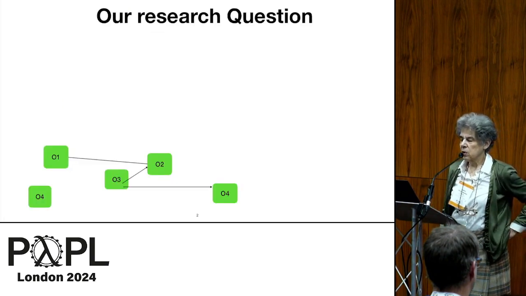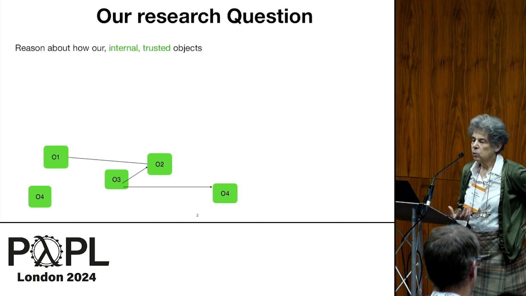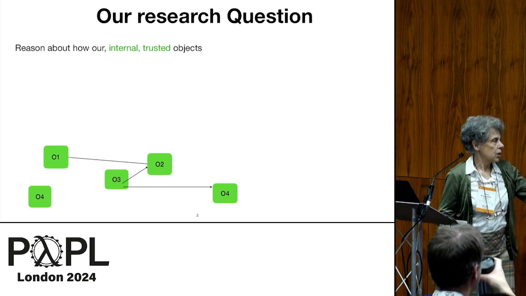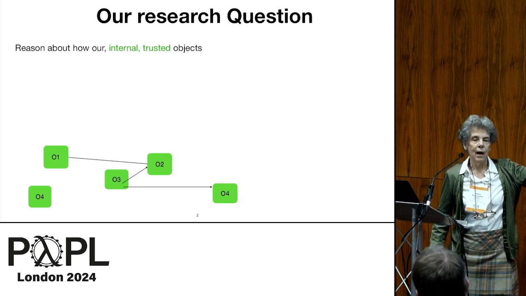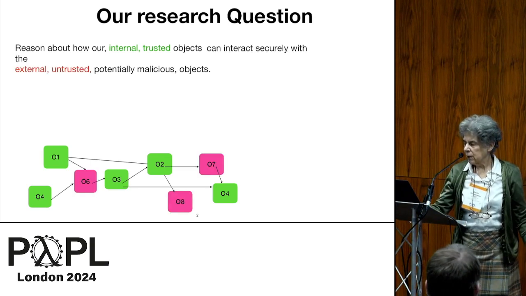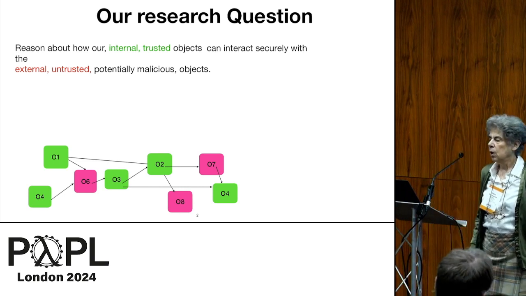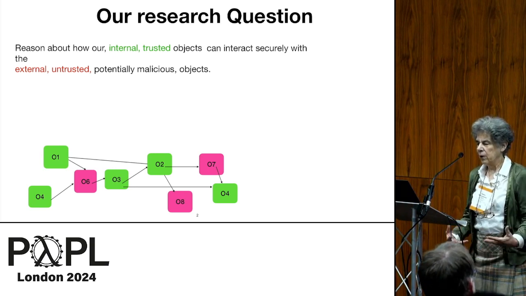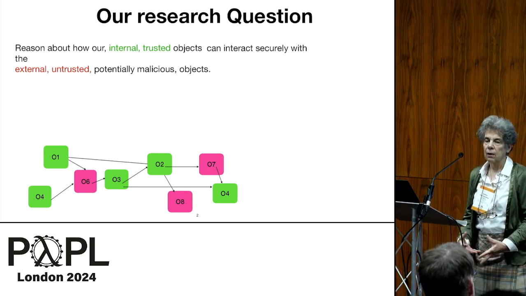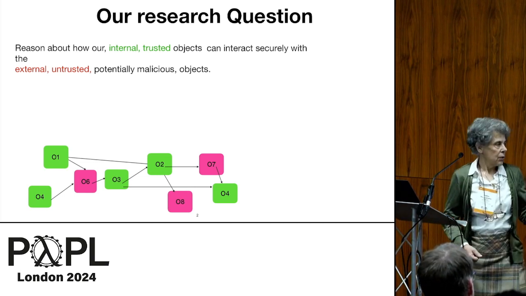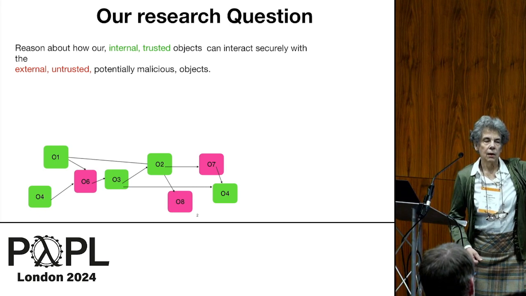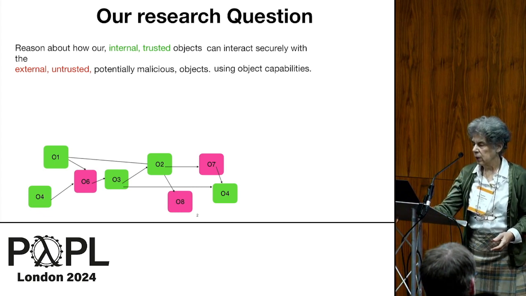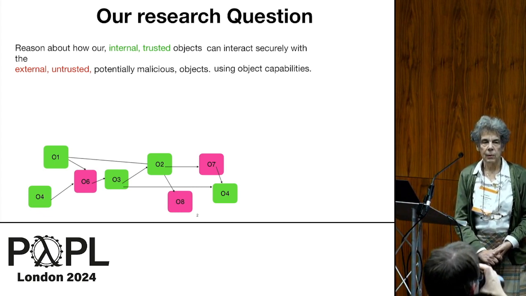So what is our research question? We want to reason about how internal trusted objects, the green objects, which are written by us in our code and we know things about them, need to collaborate with objects that are from an unknown external developer. So they are the pink objects. They need to collaborate with each other, but we still want to know that some nice properties are going to be preserved. And we want to do that using object capabilities.